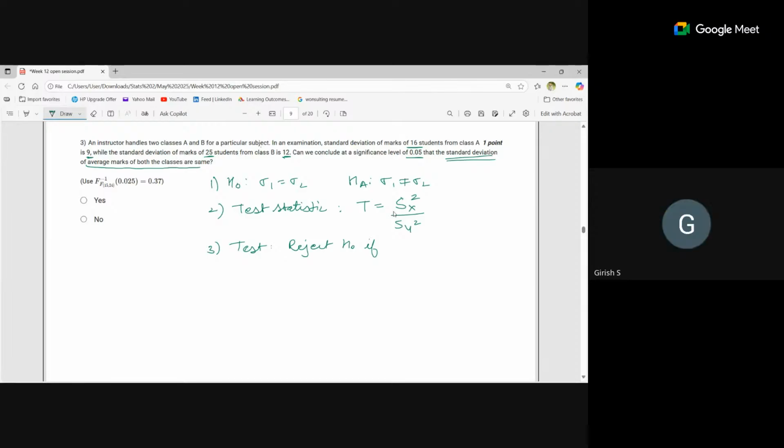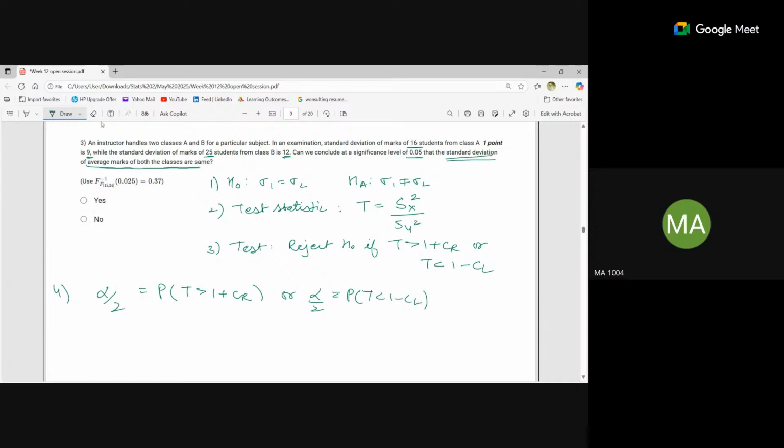If t is greater than 1 plus CR or t is less than 1 minus CL. Correct. Now we will be calculating alpha by 2, which is probability of t greater than 1 plus CR, or alpha by 2, probability of t less than 1 minus CL.